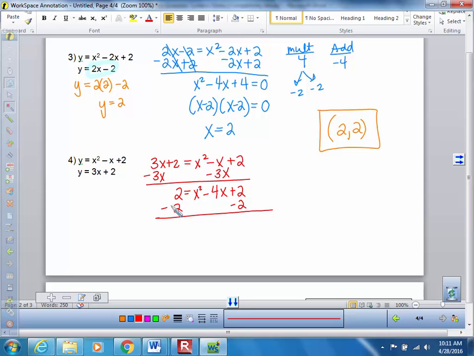Okay? So the next thing we're going to do is subtract 2 to get rid of this, and we get x squared minus 4x. And then what happens here? They cancel. So this equals 0. So now we don't have 3 terms. So are we going to be factoring by trinomial anymore? You're going to do GCF. Okay? So what is the GCF for this?